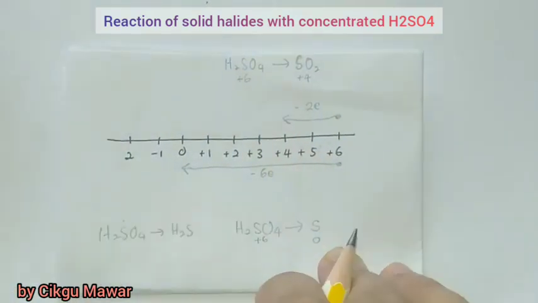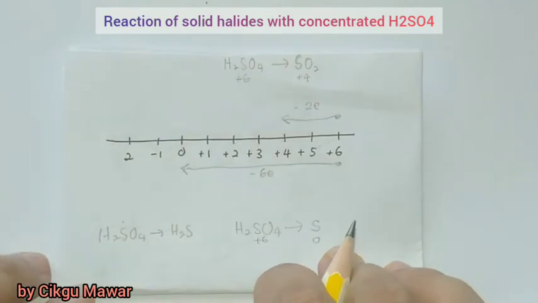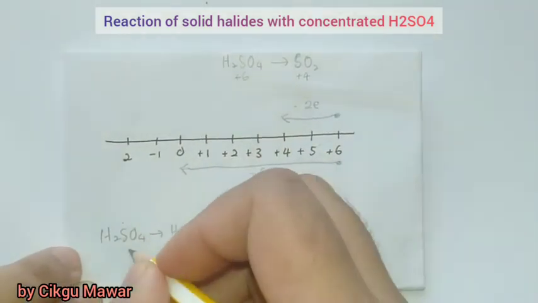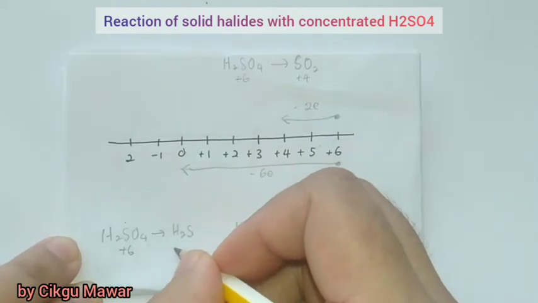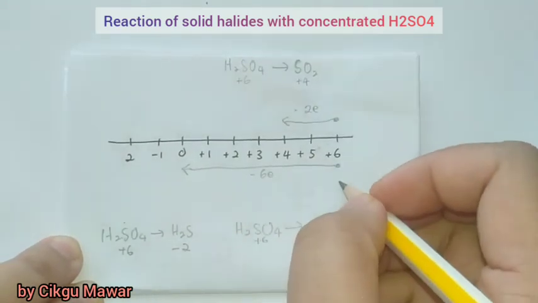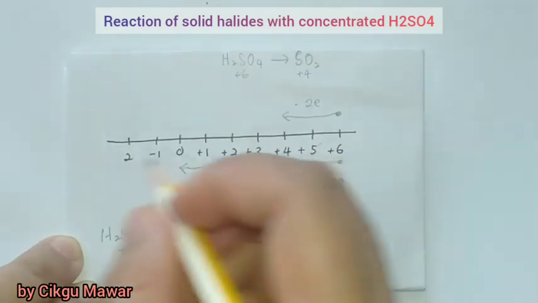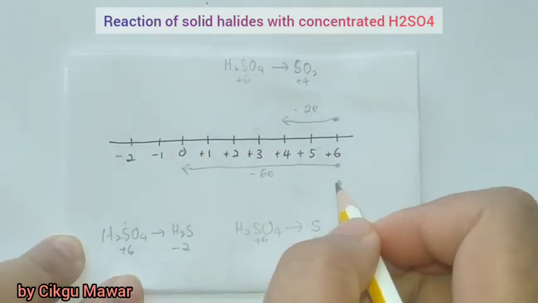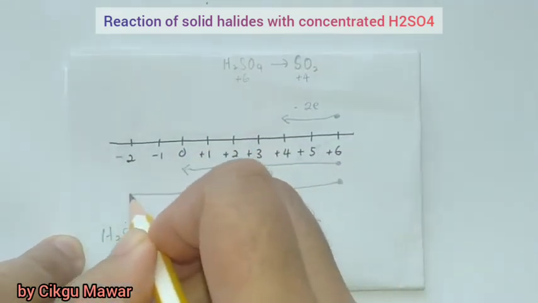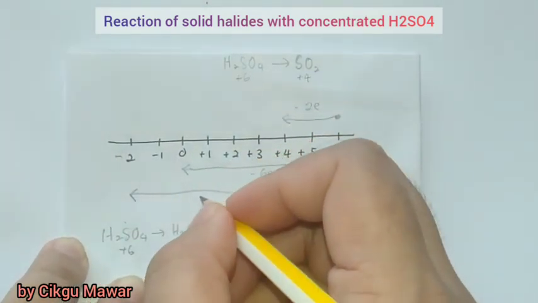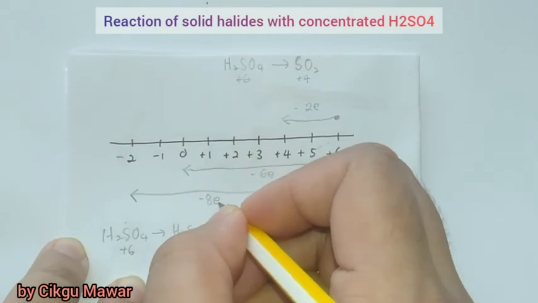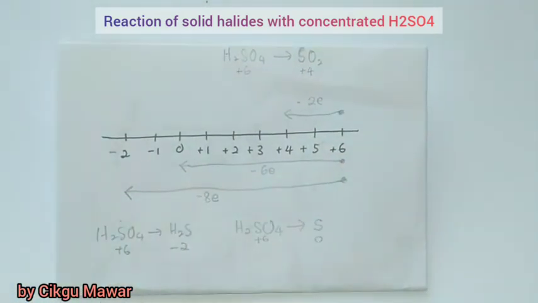The third reduction is sulfuric acid, +6, being reduced to H2S, which is -2. So from here it is reduced to -2. If you can see, here there are 8 electrons involved in the reduction.